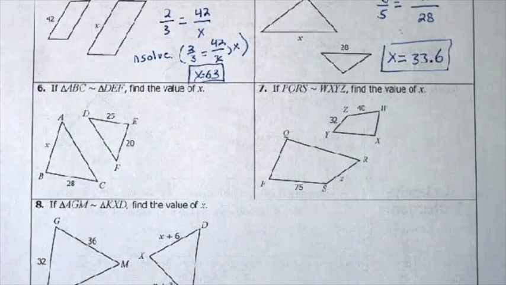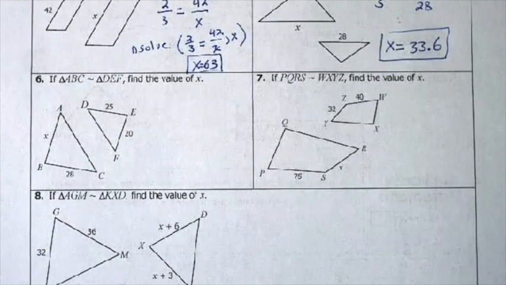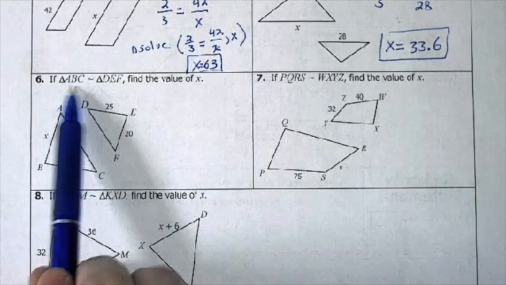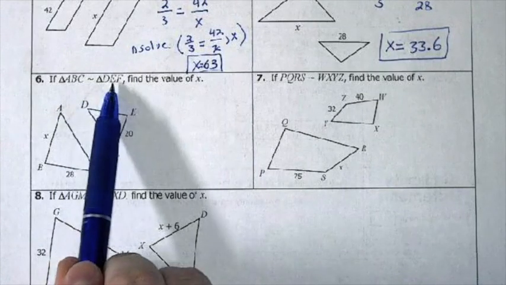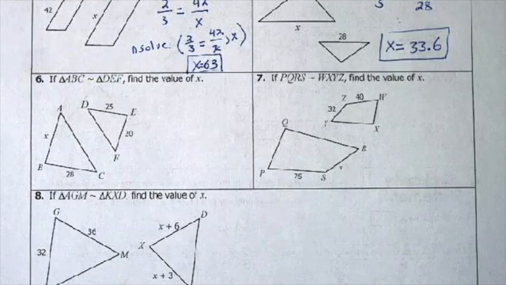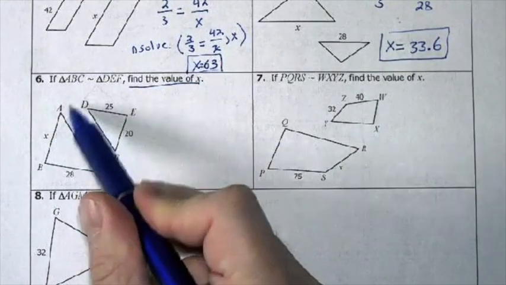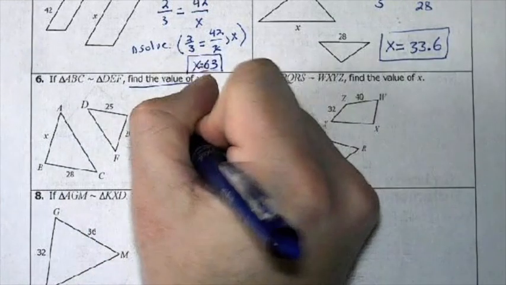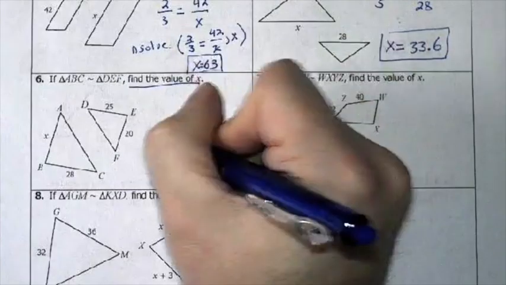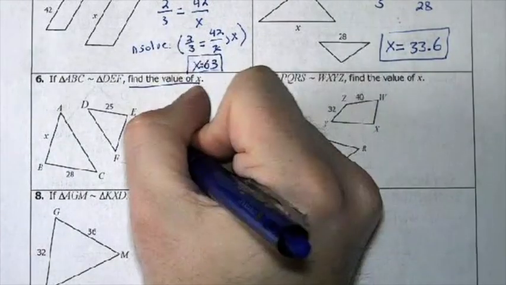Alright, so numbers 6 and 7, notice that they don't give you the scale factor. So we're going to have to be a little more careful how we set these proportions up. But they give us a similarity statement, so we're going to know which side matches up with which side from the small triangle to the big triangle. Okay, so they want us to find the value of x. So x is right here on side AB. Basically what this is going to look like before I start this is I'm going to have a fraction equal to a fraction.